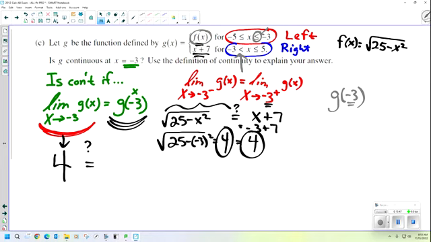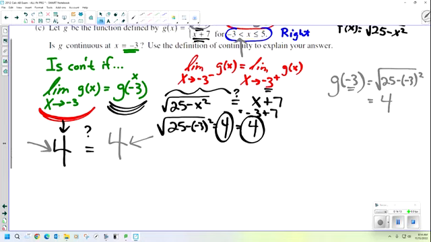So again, square root of 25 minus -3 squared. We've done this so many times, it's 4. Guess what? The limit equals the coordinate, or the point. So it is continuous. So here's the definition of continuity, and we're going to explain this now.